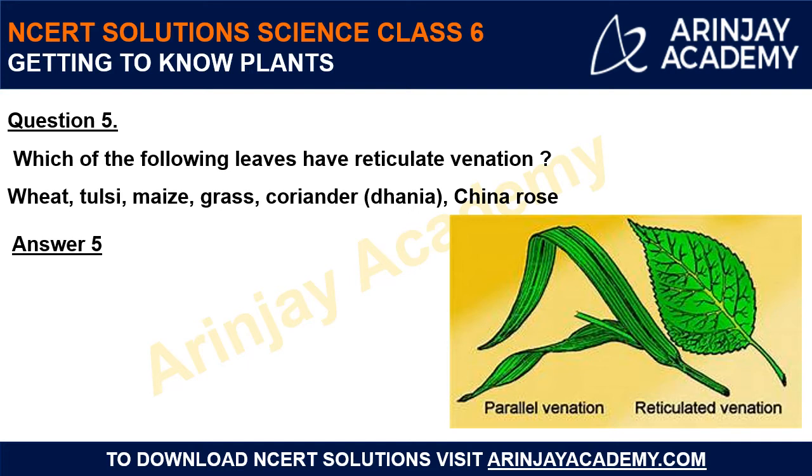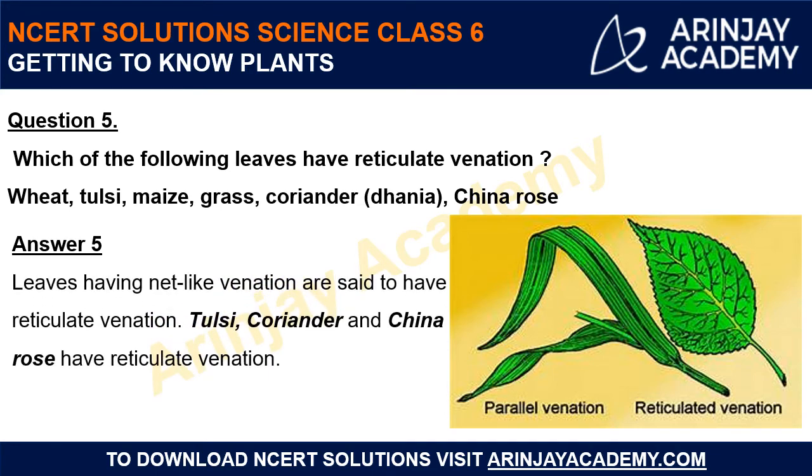So I have shown an image on the right side. You can see that reticulate venation is the one where the leaves have a net-like vein structure, whereas in parallel venation the veins are established parallelly. The answer here is that leaves having net-like venation are said to have reticulate venation. Alright, so यहाँ पे जो options हमें दिए हुए हैं उनमें तुलसी, coriander and the China rose, इन तीन options में reticulate venation present होता है and in the rest there is parallel venation. Alright.